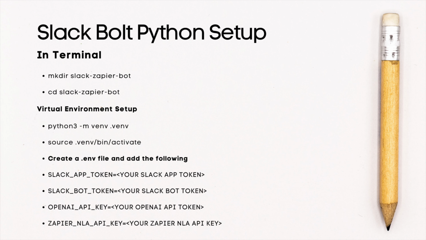All right, so let's set up our development environment. First, let's go into the terminal and set up a directory. Using the mkdir command, create a Slack Zapier bot directory, and you can cd into that directory. Go ahead and activate a virtual environment, and then create a .env file in that directory and add the following tokens. That would be your Slack app token, your Slack bot token, your OpenAI API key, as well as your Zapier Natural Language Action API key.